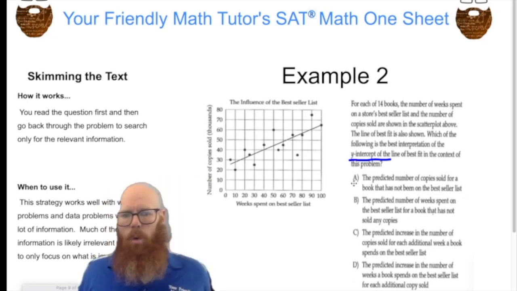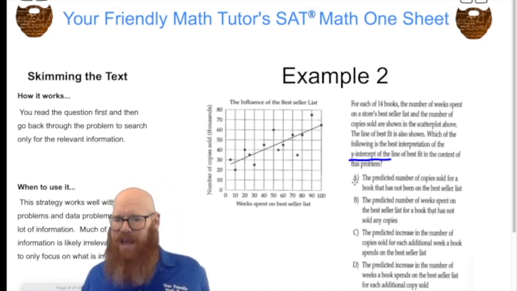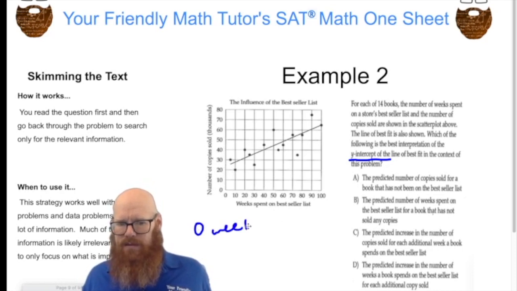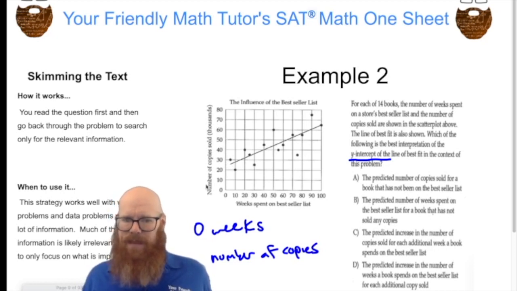All right. Well, the y-intercept in general is always when the x is 0. So the y-intercept is when x is 0. So we're going to 0 weeks spent on the bestseller list. And then the y-intercept will be the number of copies sold. So just by looking at the diagram, I can figure out that the y-intercept is going to be based off of the number of copies sold when there's 0 weeks spent on the bestseller list.